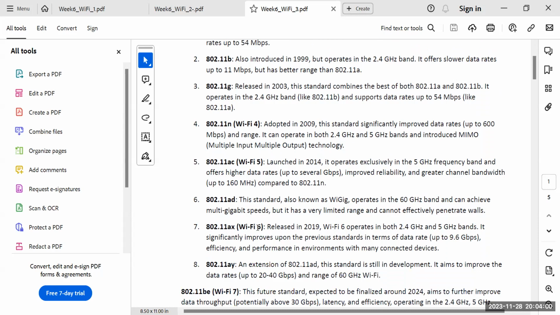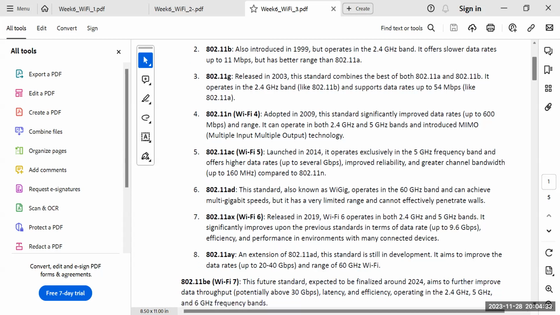And then we have Wi-Fi 6, which was released in the year 2019. Again, it operates in both 2.4 and 5 gigahertz bands. In terms of data rate, it reaches up to 9.6 gigabits per second, and the performance is significantly improved. And then we have 802.11ay. This is also an extension of ad. This standard is still in development. It aims to provide a data rate of up to 40 gigabits per second and a range of 60 gigahertz Wi-Fi.